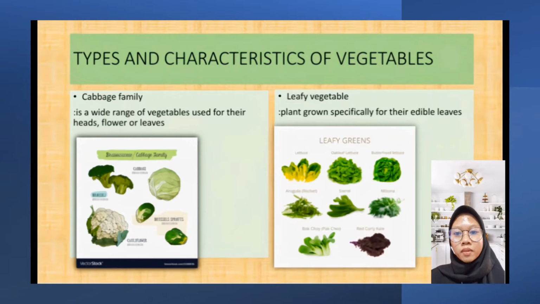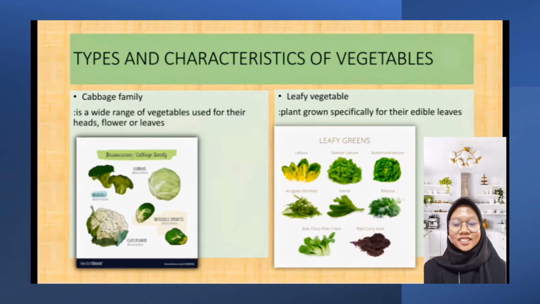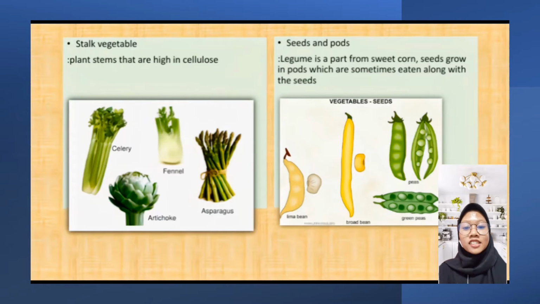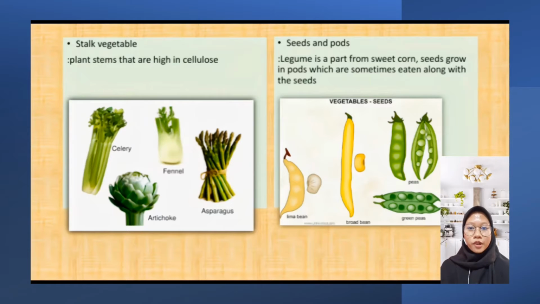Now I will be talking about the types and characteristics of vegetables. First, the cabbage family is a wide range of vegetables used for their heads, flowers and leaves, such as cabbage, cauliflower, broccoli and Brussels sprouts. Second, leafy vegetables are plants grown specially for their edible leaves, such as bok choy, sorrel, mizuna, and also lettuce. Third, stalk vegetables are plant stems that are high in cellulose, such as artichoke, asparagus, celery, and fennel. Fourth, seeds and pods.